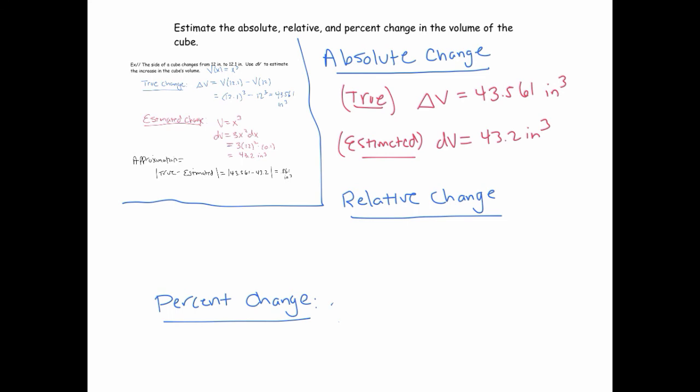So relative and percent change are actually comparing the change to what it was before, and that's why you can represent it as a percent if you really wanted to. Whereas absolute change is just a strict numerical number which does not take into account what the previous value of the actual volume was.